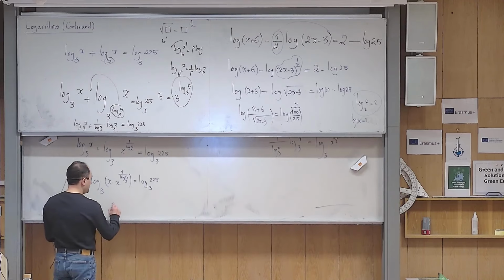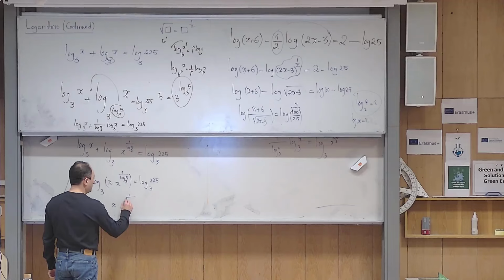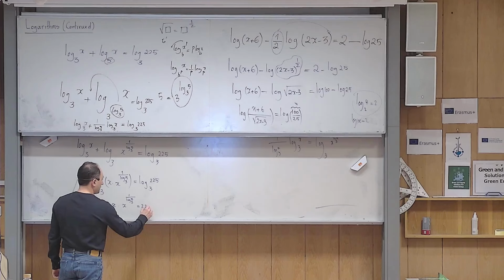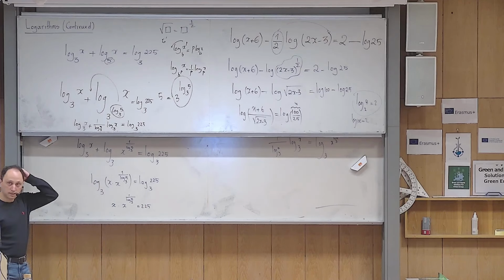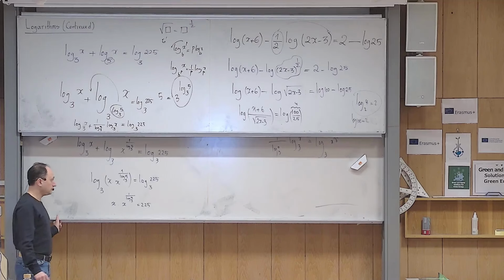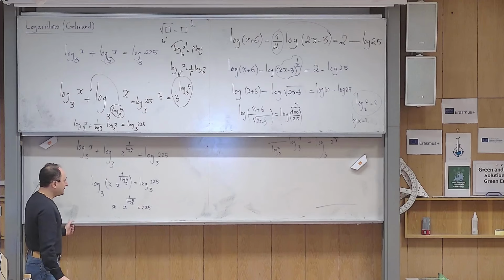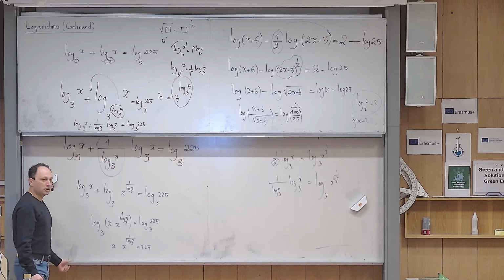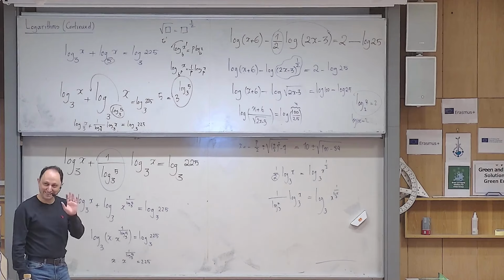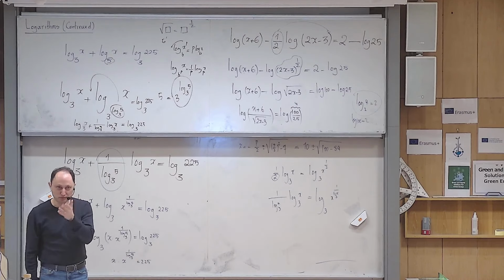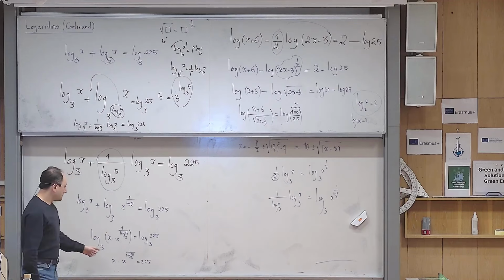So it becomes x times x to the power of 1 over log of 5 to the base 3 is 225. Yes? Yes or no? Okay. So at least I would say that this is a progress. To be honest, I didn't think that this would work, but it worked. Yes? I would say this is a progress.